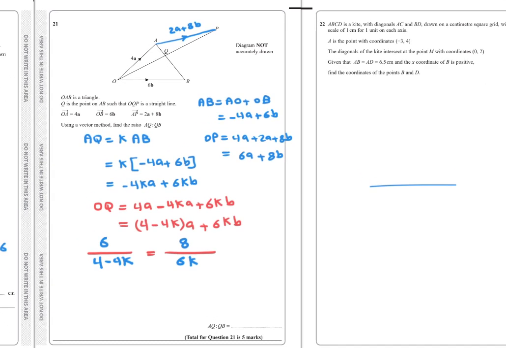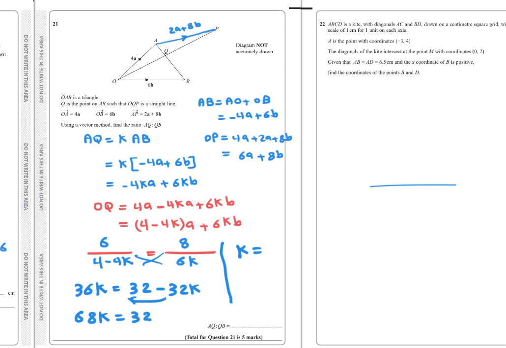Now cross multiply to find K. So 36K equals 32 minus 32K. Transpose negative 32K to the other side as positive. So 68K equals 32. Divide by 68. So K equals 32 over 68, which equals 8 over 17.